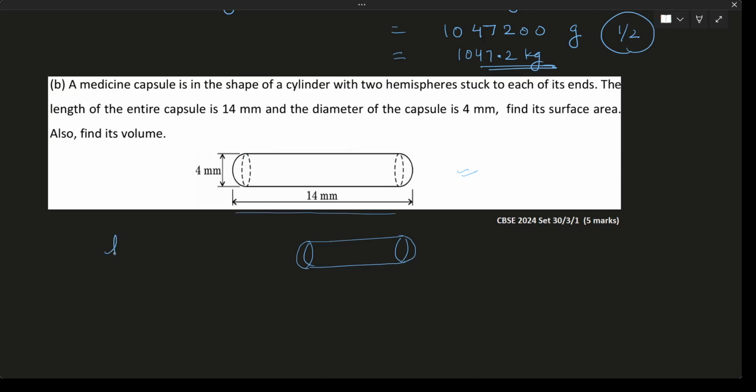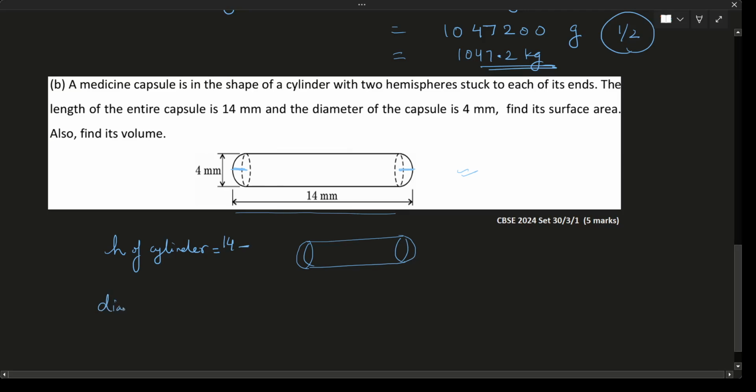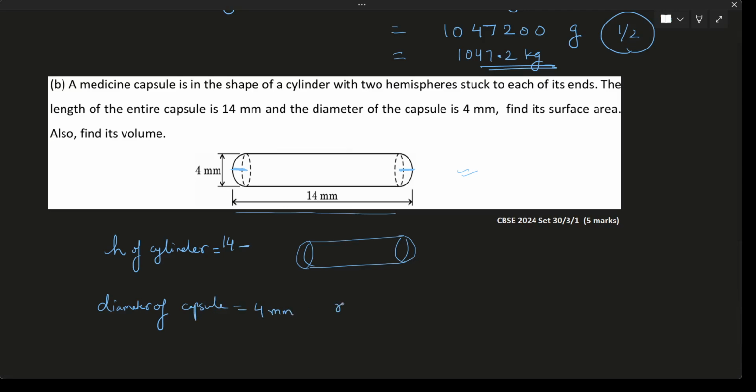So if I have to calculate the height of cylinder, or I say height of cylinder will be how much? 14 minus. If you check, this is the radius, this is the radius. Diameter of the capsule is how much? What is the diameter of the capsule? That will be the diameter for both hemisphere and cylinder. So diameter of capsule is equals to 4 mm. So radius will be 4 by 2, which is 2 mm.